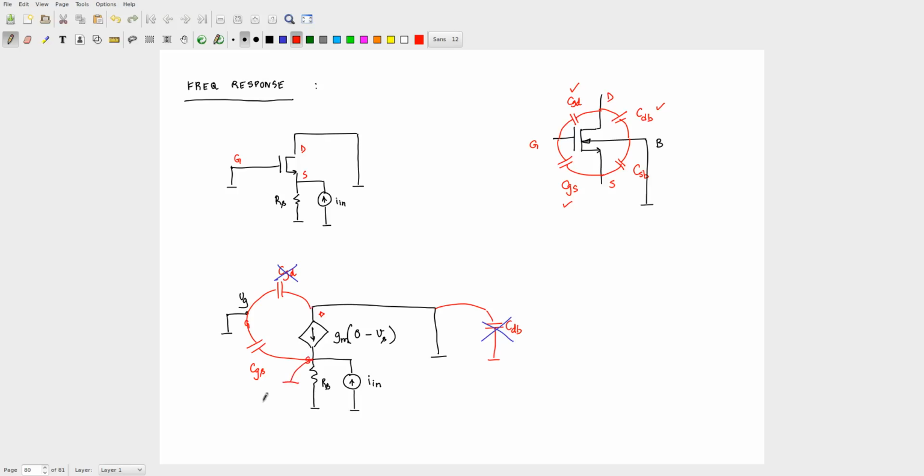CSB. Okay. Can you look at this and simplify this circuit? Careful. Look at the various nodes and tell me. Don't just guess. Look at all the capacitors connected to the various nodes and tell me what happens.